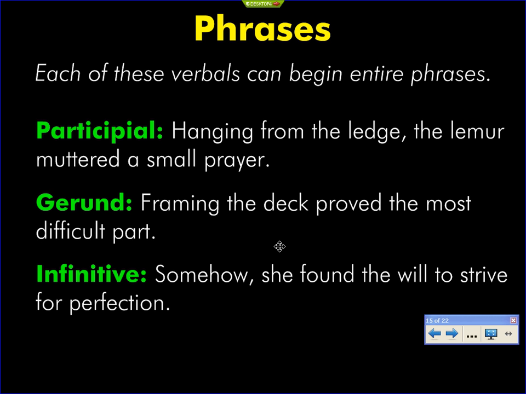So Evan's already chomping at the bit for the first one. Hanging from the ledge, the lemur muttered a small prayer. What's the verbal phrase? Hanging from the ledge. Now I've identified Evan as a participial, therefore it's modifying a noun. What noun is it modifying? Lemur. Is correct. Christian, next one.